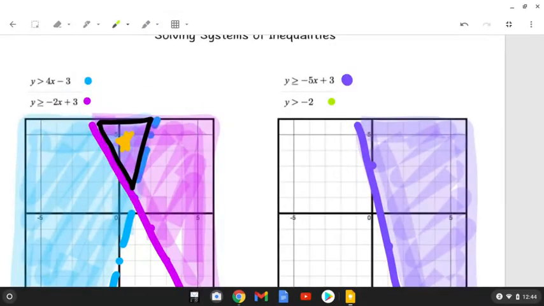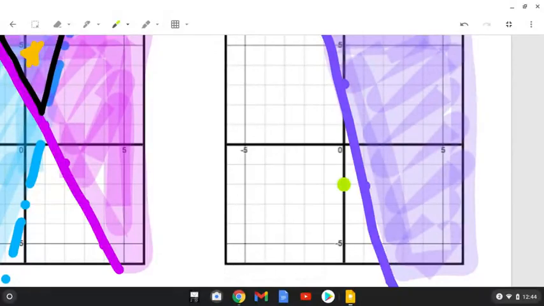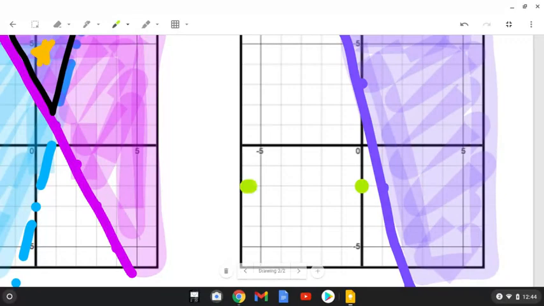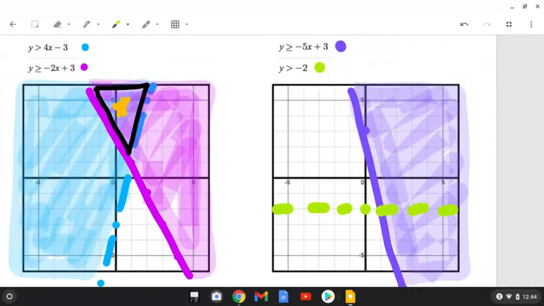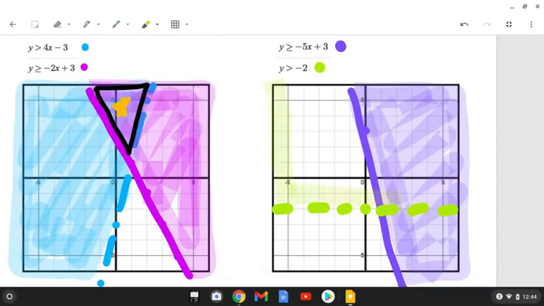So I come in here, y is greater than negative 2. Since I don't have anything with an x, that means I don't have a slope, but I have a negative 2. Well, that means this is where y is negative 2, right? So you're going to have a dotted line right across at negative 2. And we said that it's greater than. So again, we come up here and we simply shade in everything that is greater than that negative 2.